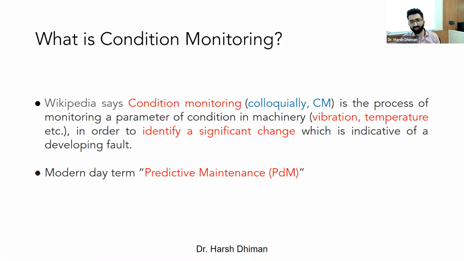So if a fault is to develop inside your wind turbine, what type of parameter will you measure? Because if you measure the right parameter, then you can accurately diagnose whether the fault is present in your machinery or not. Otherwise, if you are measuring the wrong parameter, you'll never come to know what is wrong with your machine. So essentially, it's a process, right?